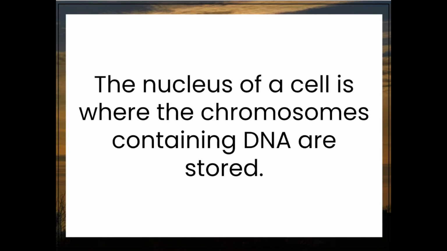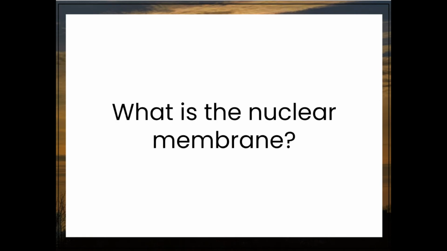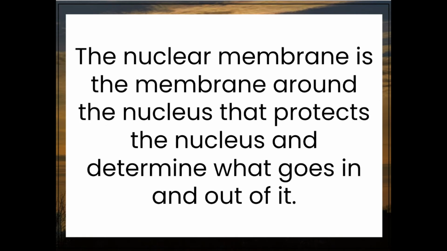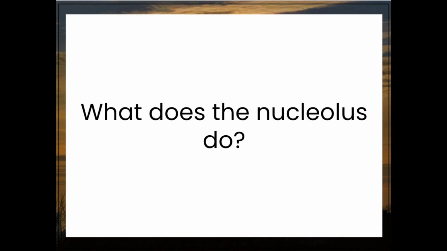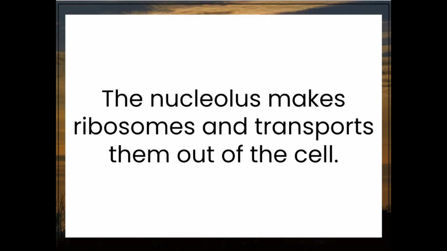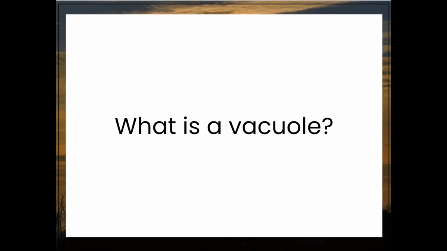What is the nucleus of a cell? The nucleus of a cell is where the chromosomes containing DNA are stored. What is the nuclear membrane? The nuclear membrane is the membrane around the nucleus that protects the nucleus and determines what goes in and out of the cell. What does the nucleolus do? The nucleolus makes ribosomes and transports them out of the cell.